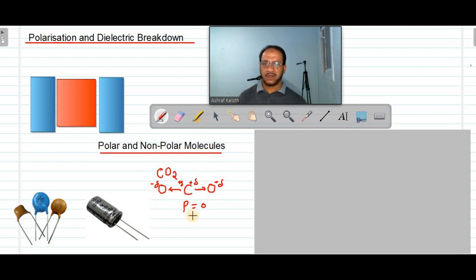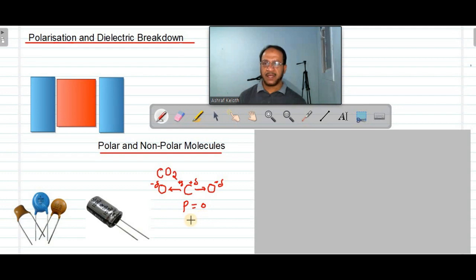Non-polar molecule: a molecule in which there is no charge separation. There is no polarity. The centers of the positive and negative charges will be coinciding. There is no charge separation. There is no permanent dipole moment. The dipole moment of such molecules will be 0. Molecules with a 0 dipole moment are called non-polar molecules.